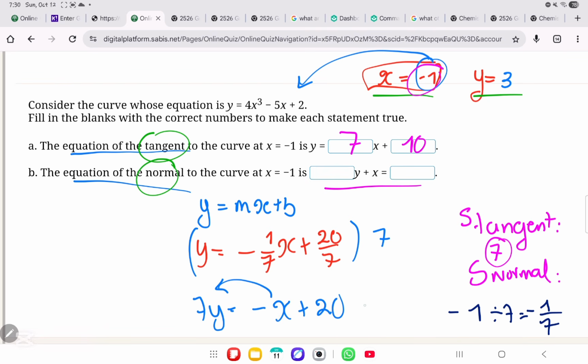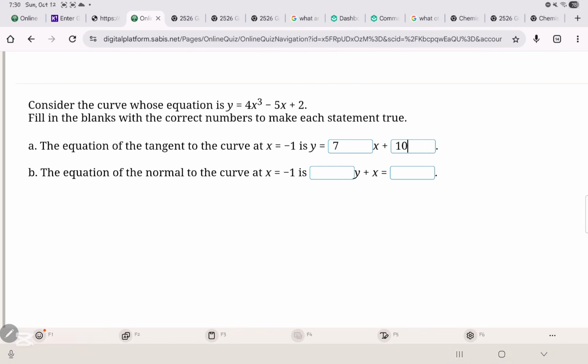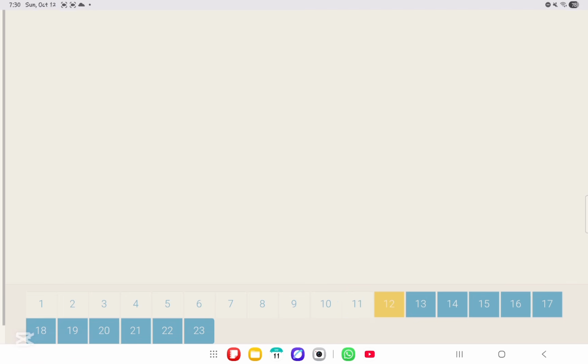Now move x to the other side. It will be 7y plus x is equal to 20. So this is 7 over here, and this is 20 over here. So 7, 1, 7, 20. We move on to question number 12.